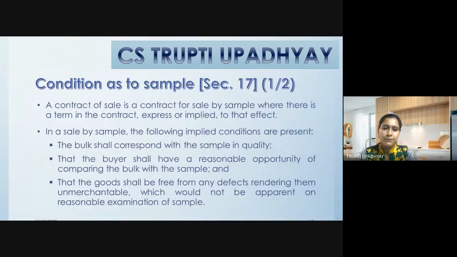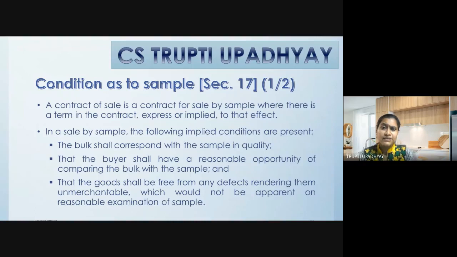Condition as to sample. In this condition, what happens? Suppose in a contract of sale, it is agreed that first the sample is shown and then the bulk order will be placed. So in case of sale by sample, the following implied conditions must be fulfilled. The first one: the bulk shall correspond with the sample. So if 100 units of goods are ordered, then all the 100 units should match the sample and the quality.